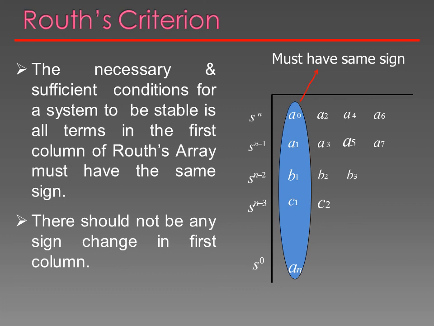See what actually the Routh criterion is. After forming this Routh array, you have to check the first column of the array and it must have the same sign. The necessary and sufficient condition for a system to be stable is that all terms in the first column of the Routh array must have the same sign. There should not be any sign change in the first column. What the Routh criterion says is that all the elements of the first column of the Routh array should have the same sign. Then and only then the system will be stable.